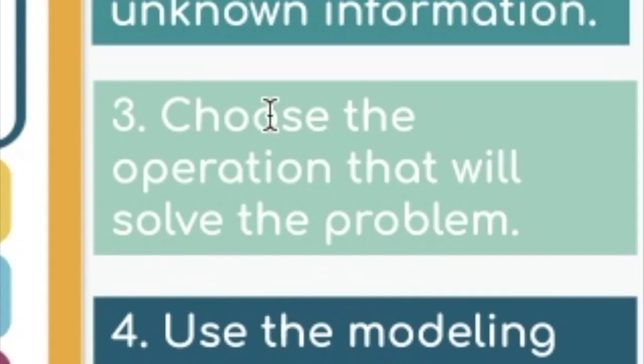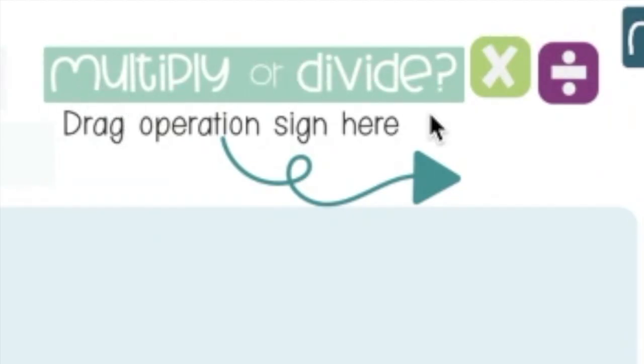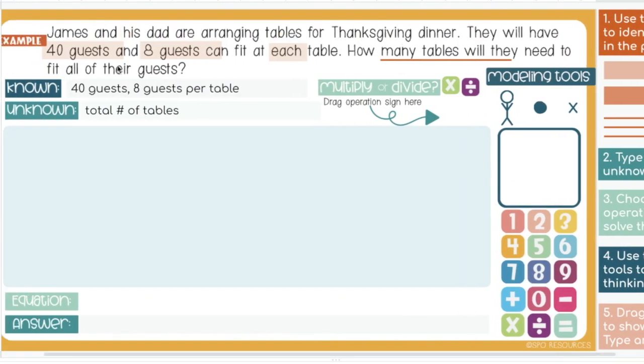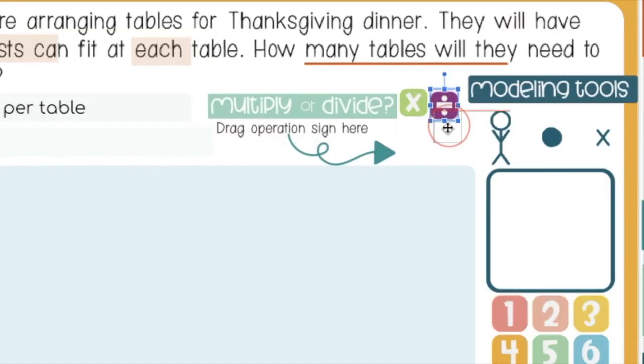Step 3 says, choose the operation that will solve the problem. Do I need to multiply or divide? When I think about the problem, if I were to multiply 40 times 8, I'm going to get a very big number. It wouldn't make sense to have more tables than there are guests. I already know the total amount of guests, but I don't know how many tables they can each fit at. I know this is a division problem. So I'll drag the division bar down here to show division.